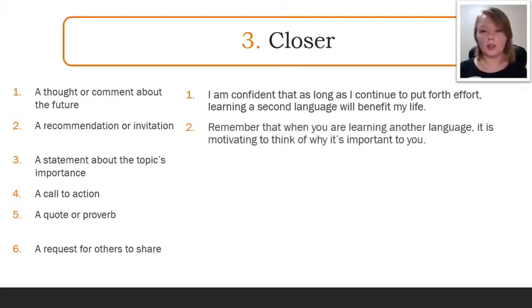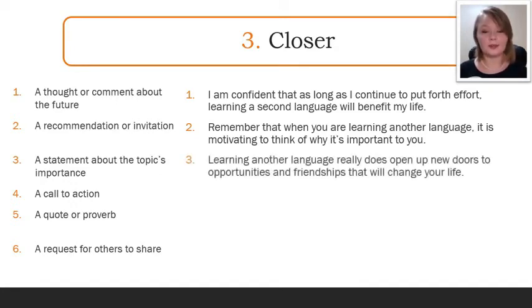Remember that when you are learning another language, it is motivating to think of why it's important to you. So here, a recommendation from my experience. How about a statement about the topic's importance? Why is it important to learn a second language in this case? Learning another language really does open up new doors to opportunities and friendships that will change your life. So here, kind of summarizing, why did I present about this topic? Why is it important?